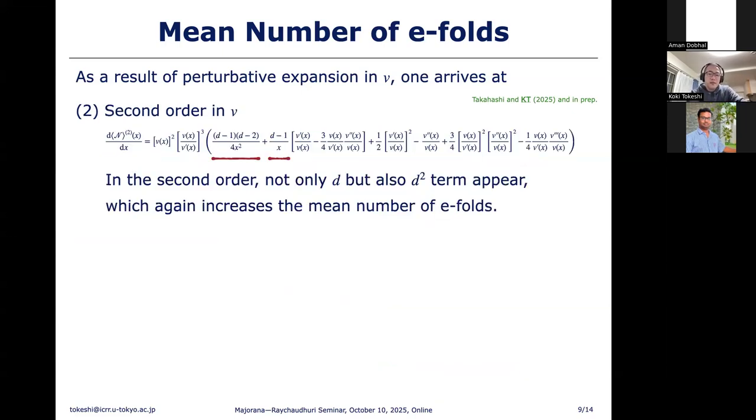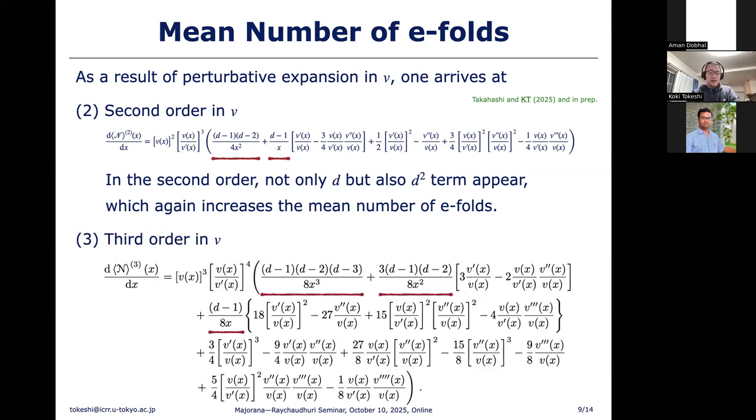And this perturbative expansion can be performed in an arbitrary order in principle. And this is the second order correction in the number of fields, where you can see that not only the linearly dependent term, but also quadratically dependent correction terms appear, both of which vanish in the single field limit. I mean, when d equals 1, those two terms vanish. And this again increases the mean number of e-folds.